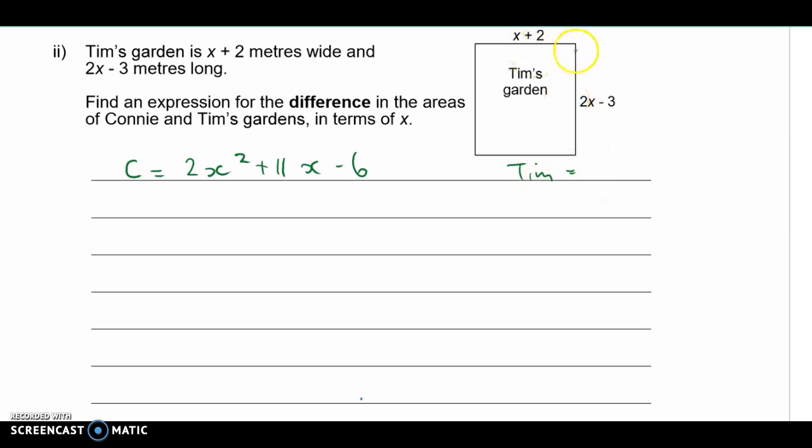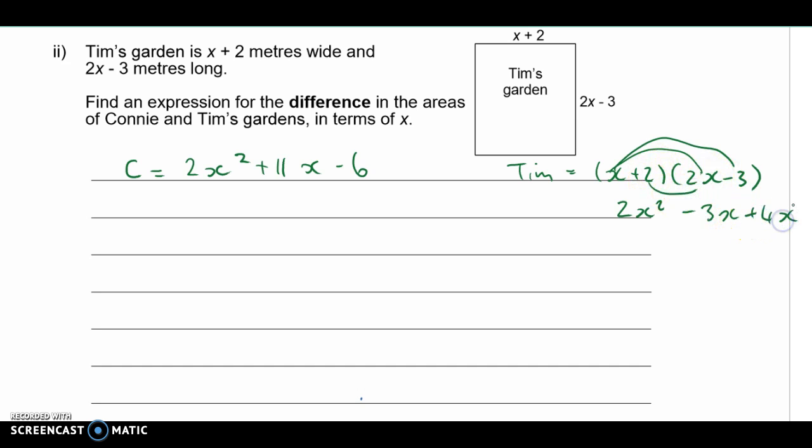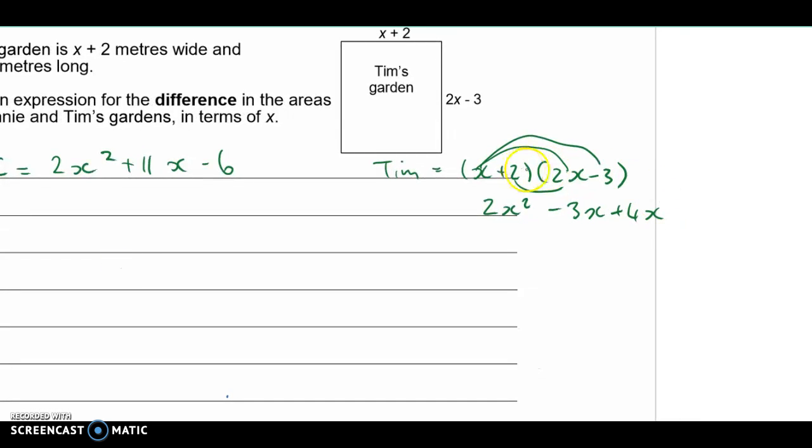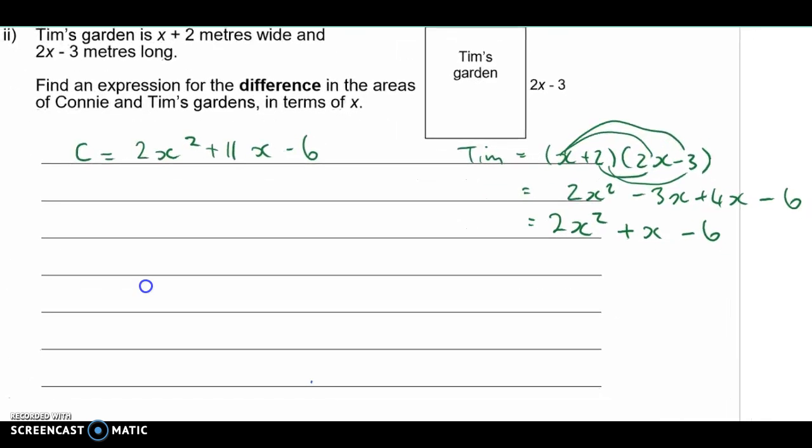Tim's is going to be the base times the height, or the two sides times together, x plus 2 times 2x minus 3, and I get 2x squared minus 3x plus 4x and minus 6. So that gives me 2x squared plus x minus 6. Now, what is the difference between the area of Connie's garden and the area of Tim's garden?